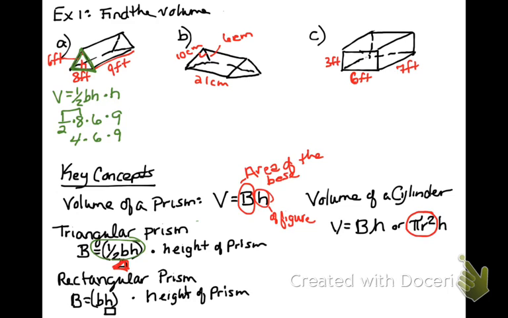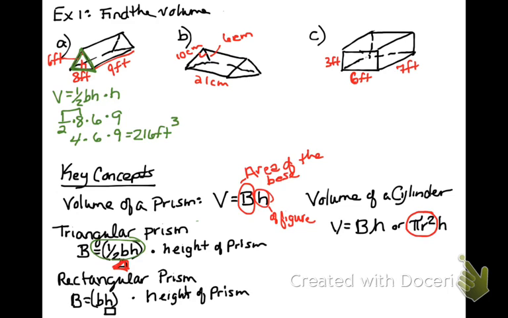And 4 times 6 times 9. 4 times 6 times 9 equals 216. And you put feet because that's what the measurement unit is. And then you cube it. Volume is cubed. Area is squared. Volume is cubed because I did feet times feet times feet.